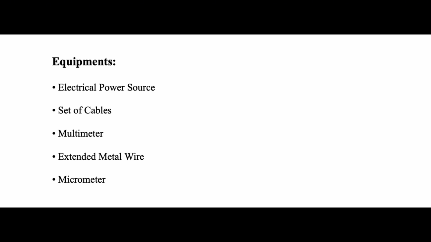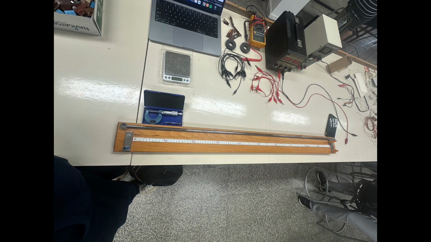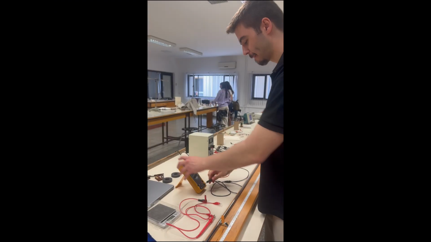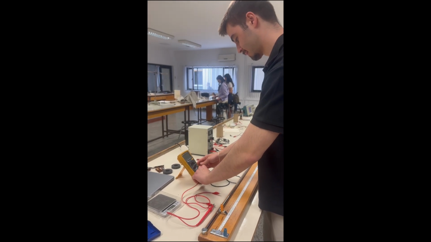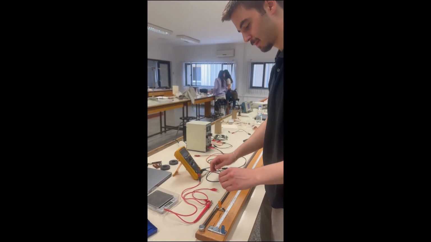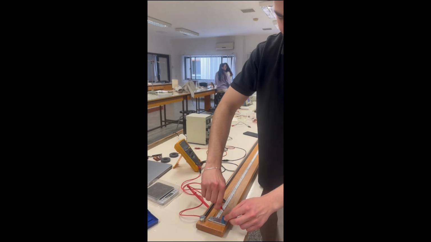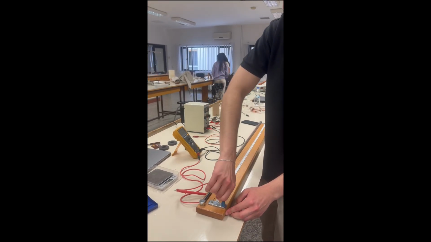The equipment is an electrical power source, a set of cables, a multimeter, an extended metal wire and a micrometer. Here you see the setup. In order to calculate the resistance of the metal wire, I should calculate the current that goes through the metal wire. Therefore, I connect the multimeter in series to my circuit.